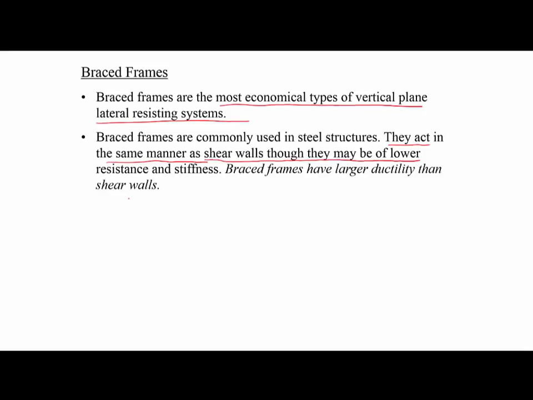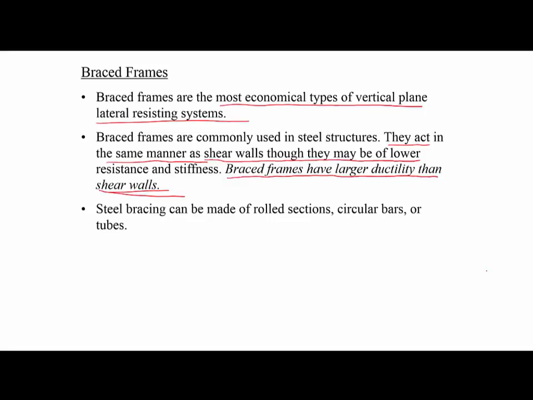However, the stiffness of shear walls is generally larger than that of brace frames. They have, however, larger ductility than shear walls. The ductility of brace frames is generally larger than that of shear walls. Steel bracing can be made out of rolled sections, or circular bars or tubes. Then we can use I shapes, for example, or you can use angles, or you can use tubes for the bracing in brace frames.